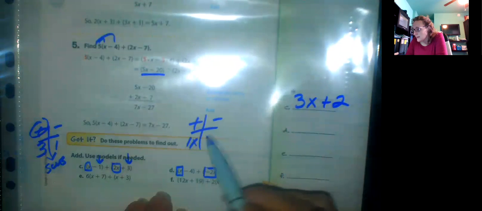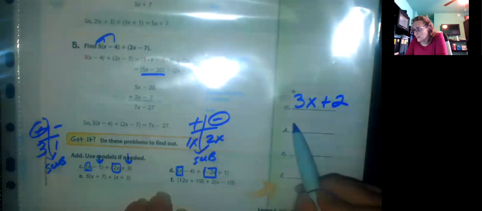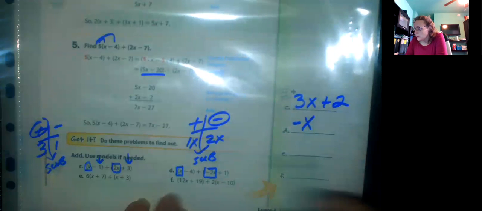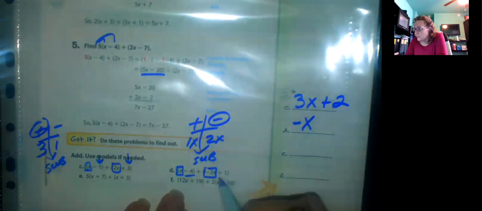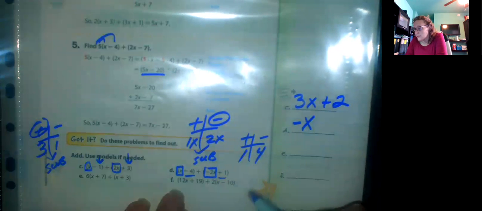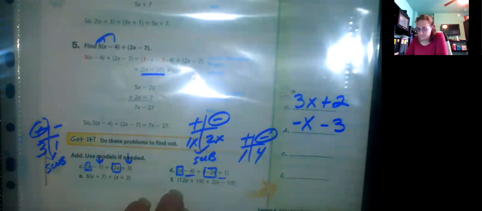+1x and a -2x. Subtract. 2 is bigger, so we get a -x or a -1x. Okay? Then we have -4 and +1. So we get -3 because they're on opposite sides. So we subtract. 4 is bigger, and so it's negative.